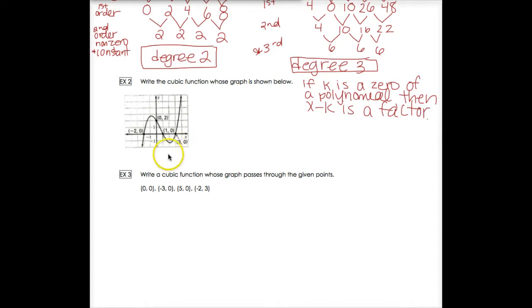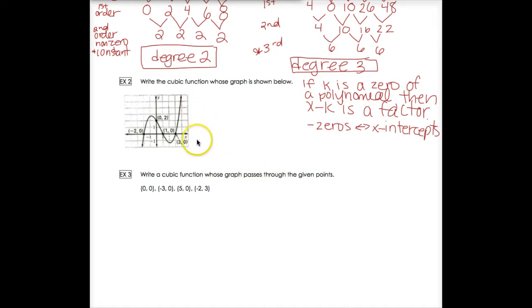The reason why this is important is because anytime they're giving you a graph or giving you some points and they want you to write the cubic function, the ones that they're going to give you are going to be zeros. At least 3 of them should be. So that means zeros, remember, are x-intercepts.